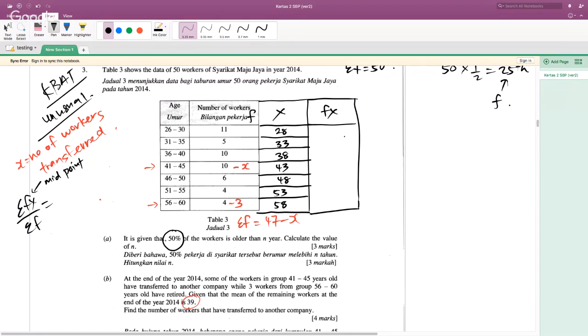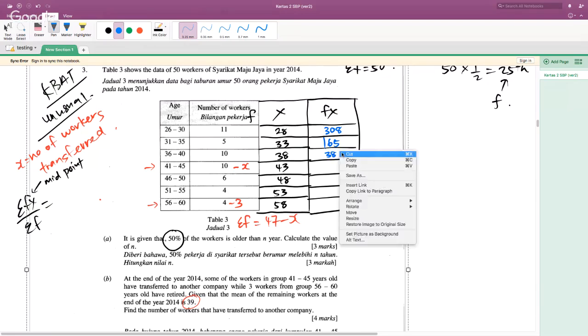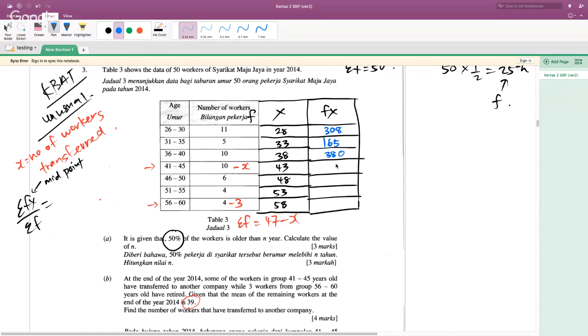F multiplied with x. All right, so let me draw a line first. Maybe I use blue color. Then for this one you just use a calculator. 11 multiplied by 28, I get 308. Then 33 multiplied by 5, I will get 165. Then this is 380. For this one it is 43 multiplied by 10 minus x. You have to imagine something like this.